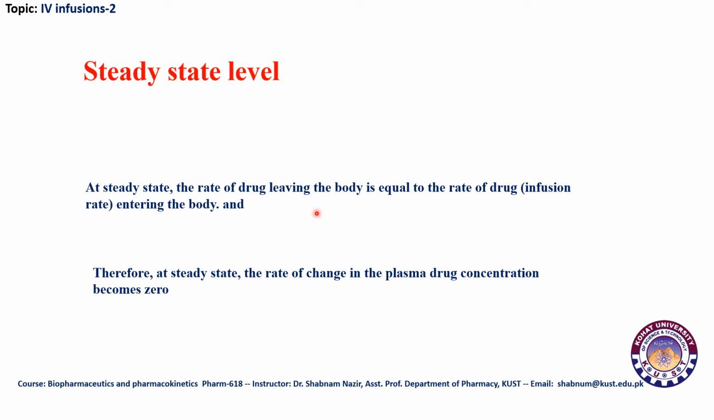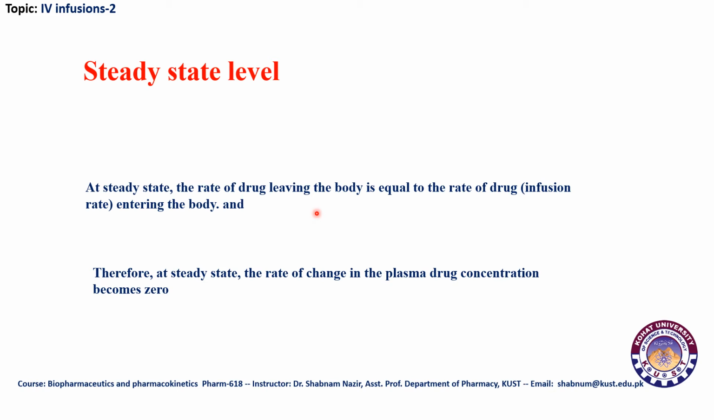And here is one thing which I want to clarify: there is a huge difference between the steady state level achieved in the multiple dosage regimen in case of oral administration and that with intravenous infusion. If you recall, in the multiple oral dosage regimen, there is a fluctuation in the concentration of the drug at the peak and trough levels, and the average level is what we call the steady state concentration, but actually the level is fluctuating.